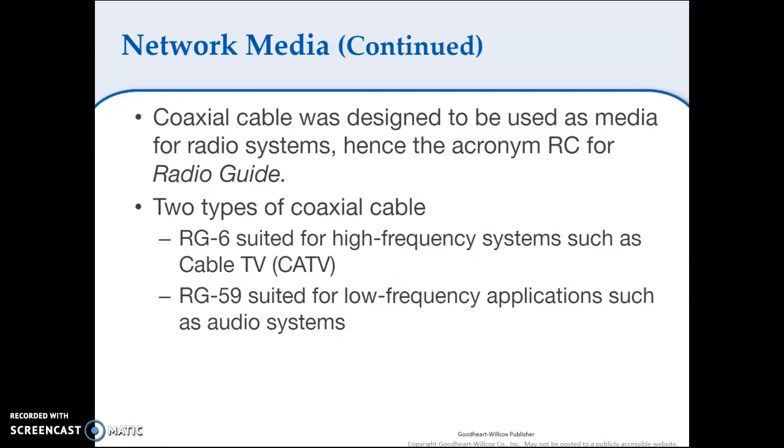Coaxial cable was designed to be used as media for radio systems, hence the acronym RG for radio guide. There are two types of coax cable. RG6 is the one that's most commonly used. We see this when we connect our satellites or our cable boxes to our TVs. These are high frequency systems such as cable TV or CATV. And then there's also the RG59, suited for low frequency applications such as audio systems.